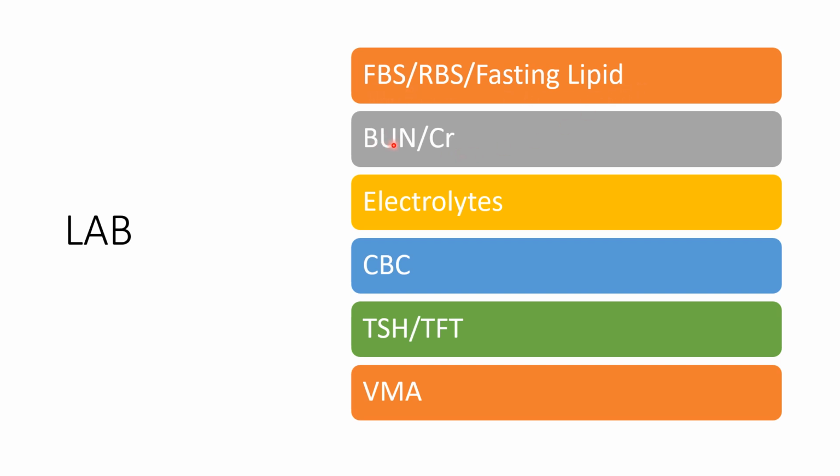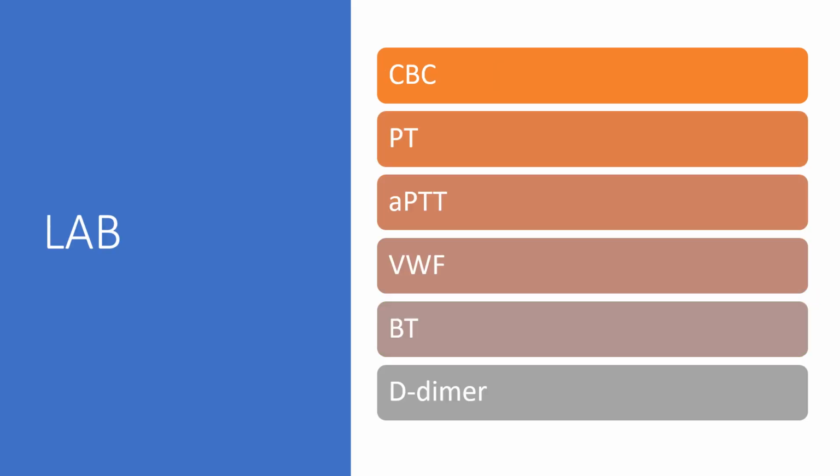We want to know what is happening to the kidney. Blood urea nitrogen, creatinine, electrolytes will be assayed. Complete blood count. Thyroid gland will be checked. Then vanillylmandelic acid is to rule out pheochromocytoma. Complete blood count, we want to know, because some people will present with epistaxis, right? PT, APTT, von Willebrand factor, bleeding time, D-dimer. We want to know about clotting profile.